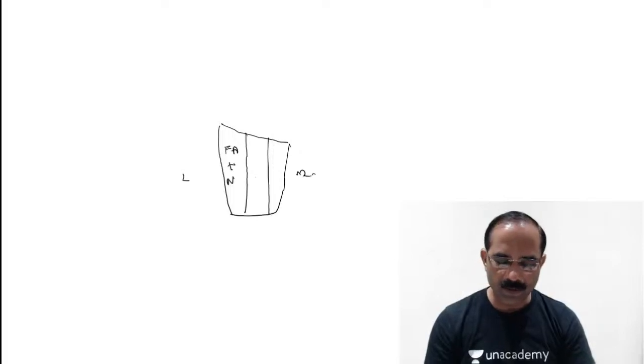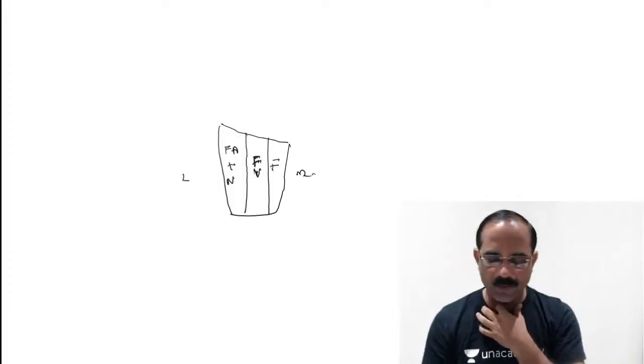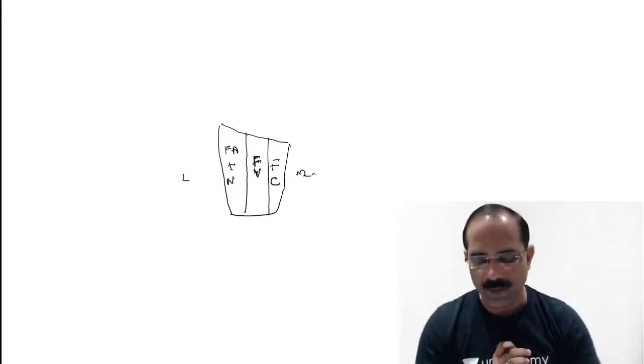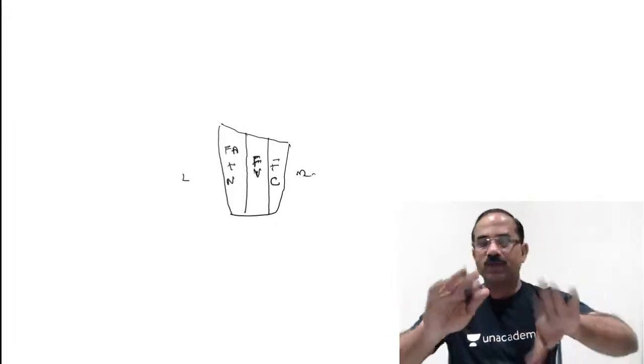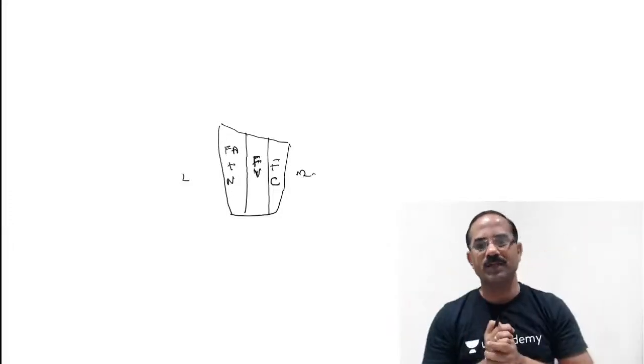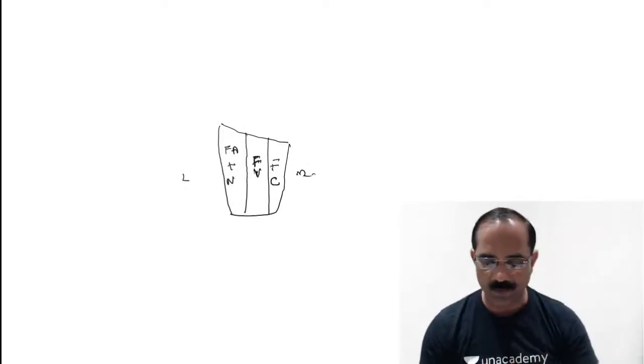In the intermediate compartment is what? Femoral vein. And the medial compartment of the femoral sheath is empty. What is this known as? Femoral canal. This is an empty space. That's the femoral canal. So the femoral nerve does not lie inside the femoral sheath. Remember that. It lies outside the femoral sheath.